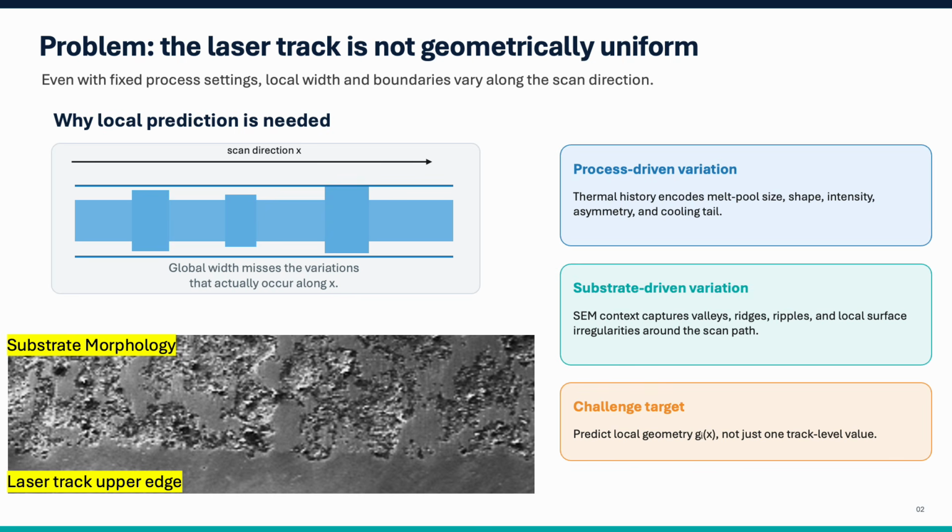Some of these variations are process-driven. The thermal history reflects melt pool size, shape, intensity, and cooling behavior. Other variation is substrate-driven. Valleys, ridges, and local surface irregularities can influence how the molten region spreads and resolidifies. The challenge is therefore to predict the local geometry, denoted by G sub i of x, at each position x. With that problem in mind, the next slide summarizes how the dataset was generated.